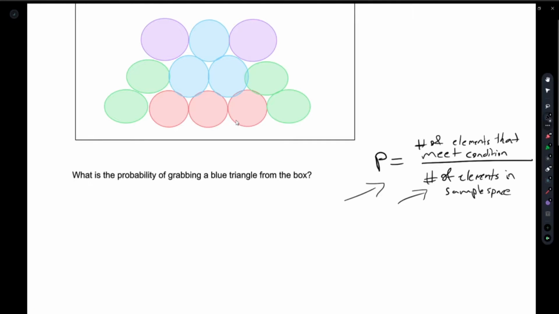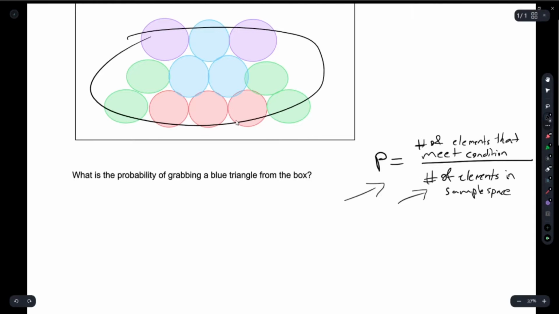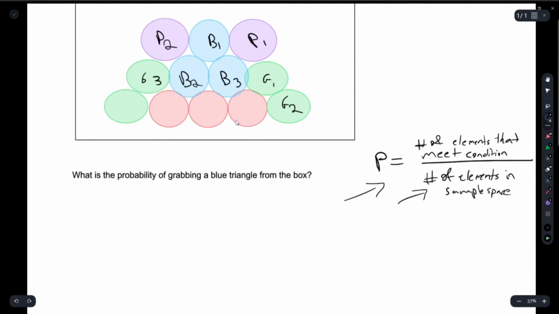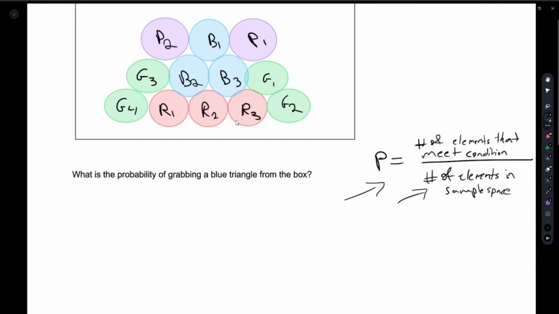First we have to identify the sample space. All these are in the sample space, so I'll just name them for clarification purposes: purple 1, purple 2, blue 1, blue 2, blue 3, G1, G2, G3, G4, R1, R2, R3. These add up to 12. So the probability is over 12.